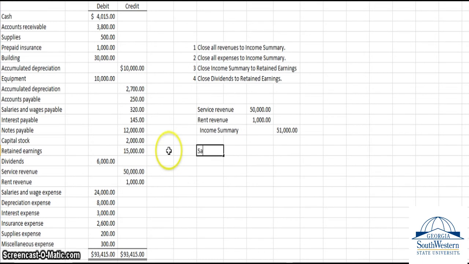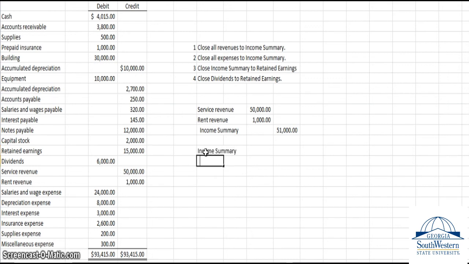So let's go ahead and just list them. Or actually, let's talk about the expenses first. These hold a normal balance of a debit. So to close them, we need to credit them. For instance, salaries and wage expense, $24,000. Debit balance, I want to make it zero. How do I make that zero? I credit it for the $24,000. Now the balance is zero. So these are all going to be credit entries, and they get closed to income summary.